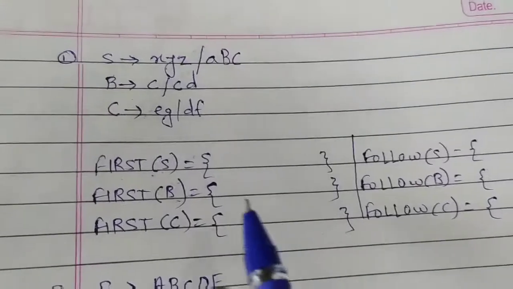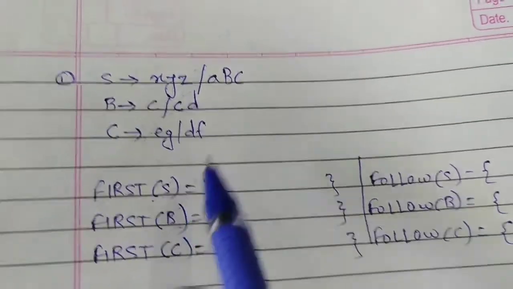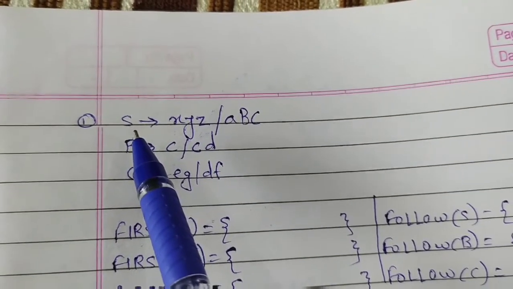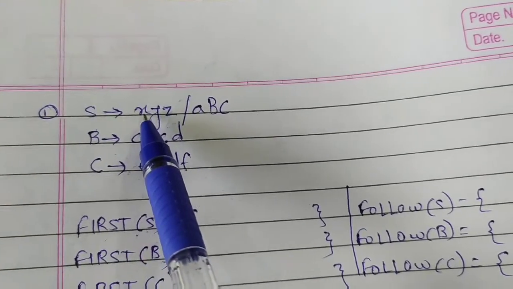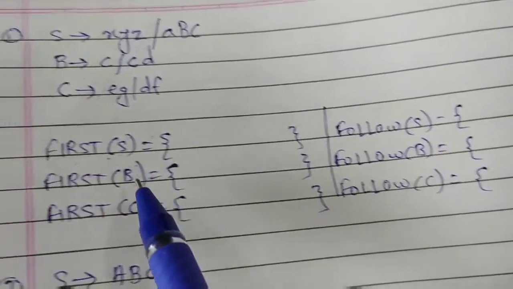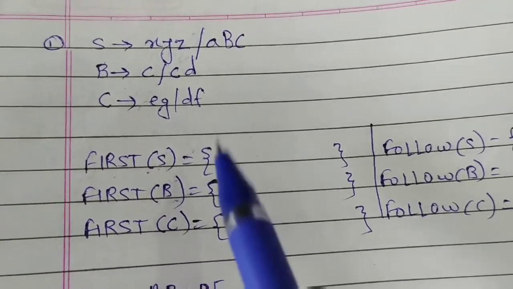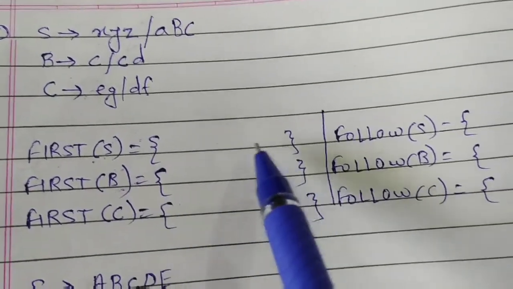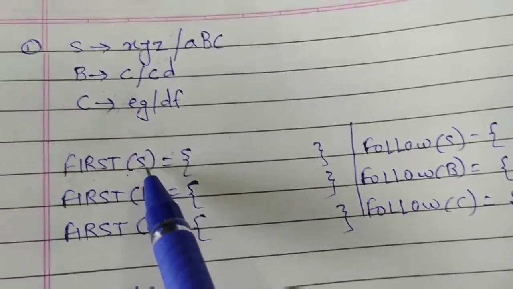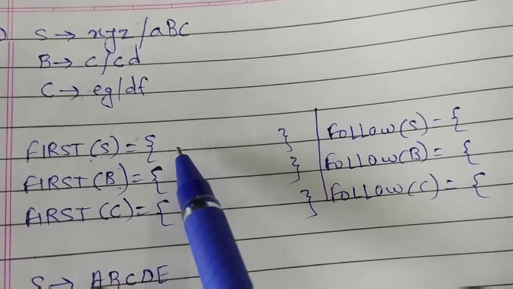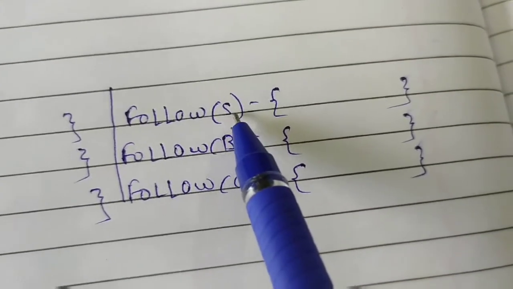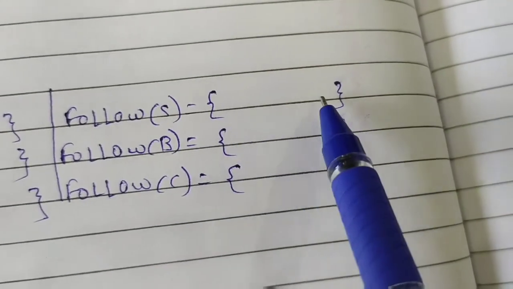So basically first we find out for the non-terminals. These are the non-terminals. Non-terminal means which can be evaluated or expanded further, while these are the terminals, that is the final symbol. So first and follow we find out for the non-terminals. It is a collection or it is a set of terminals. So first we find out for non-terminal, and it is a collection or set of terminals. In the same way, follow we find out for non-terminal, and it is a collection or set of terminals.